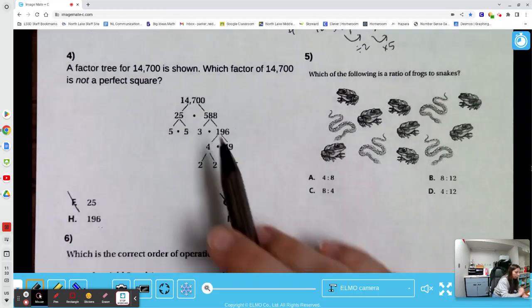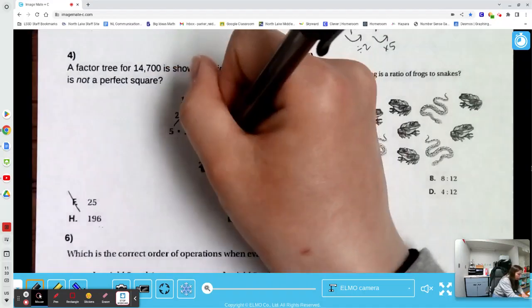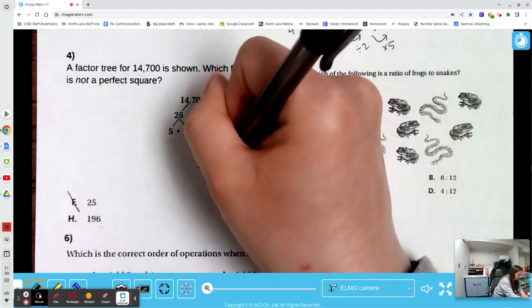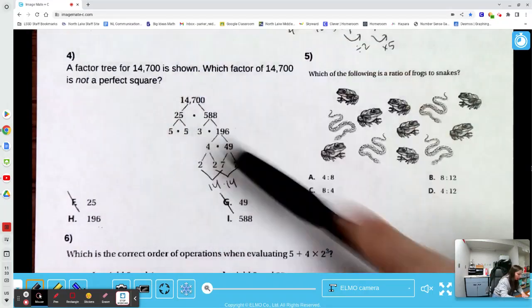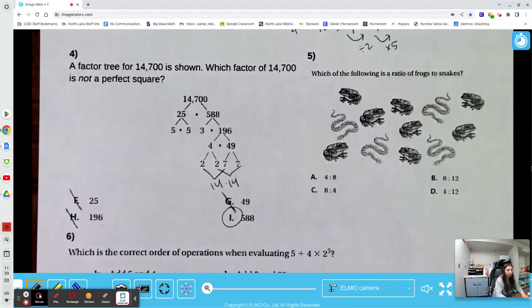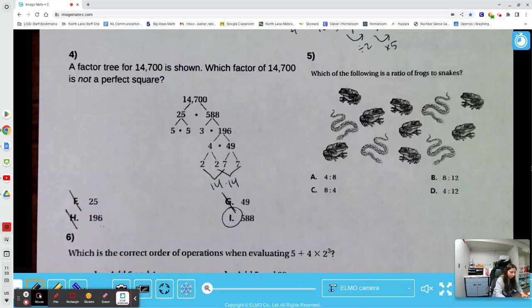However, if you look at the tree from 196 down, you'll notice that ultimately 2 times 2 times 7 times 7 turned into 196. If we group up a 2 and a 7, a 2 and a 7, that would mean 14 times 14 can get us all the way back to 196. Therefore, that is a perfect square. The only one that isn't is 588.